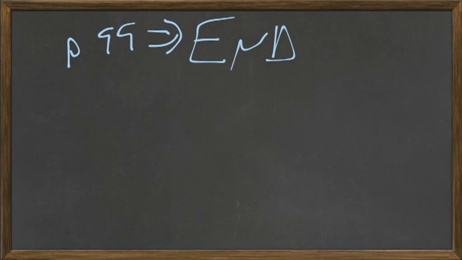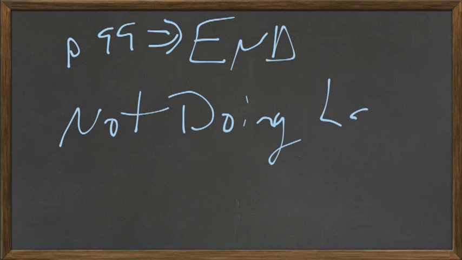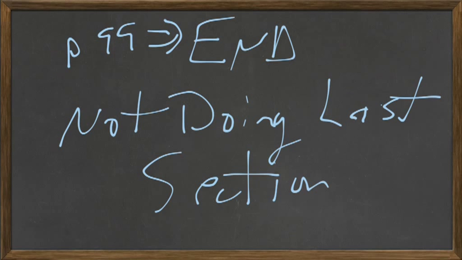And that effectively is where the material for this particular chapter is going to end. Material in this chapter ends on page 99. The last section, which was relative motion, we're not doing. So don't waste your time going over that material. It won't be on the test.